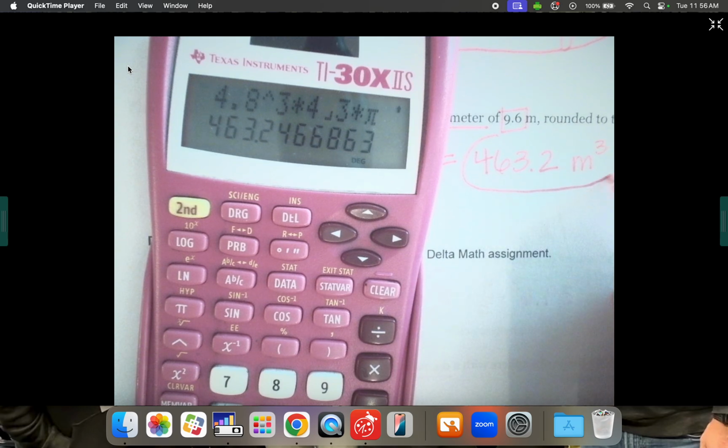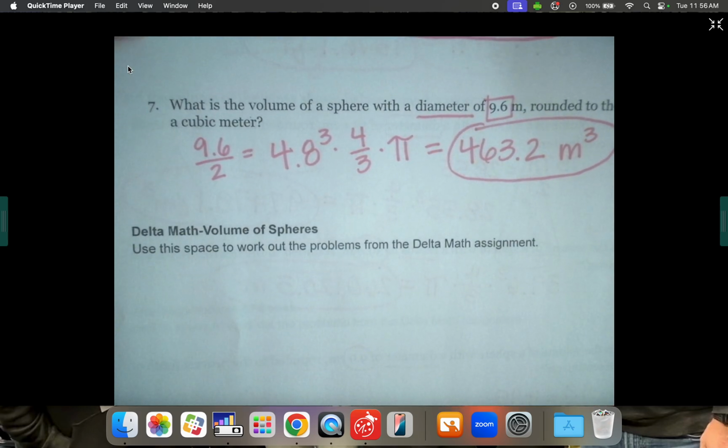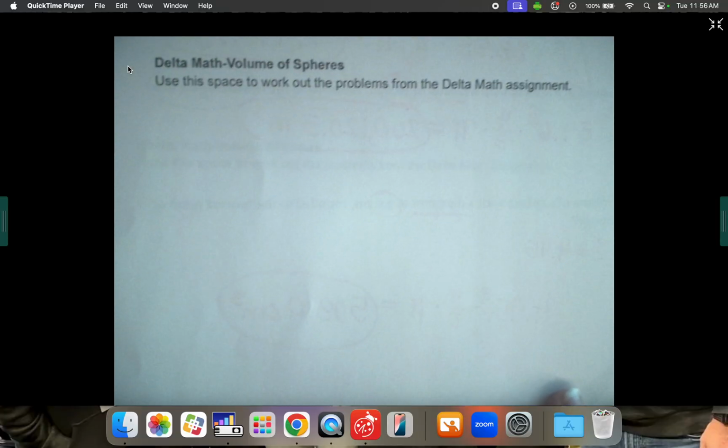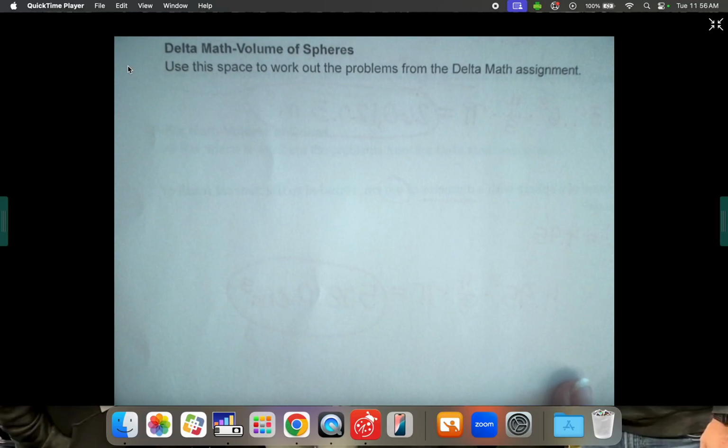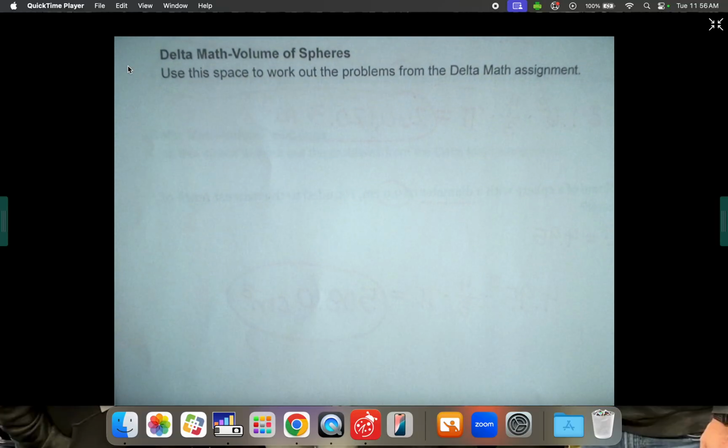So just that one. Okay, you now have the rest of this paper to show your work and go ahead and do the Delta Math to practice finding the volume of spheres.